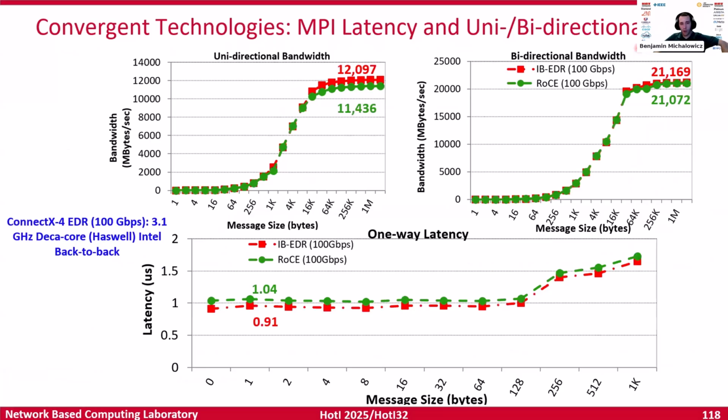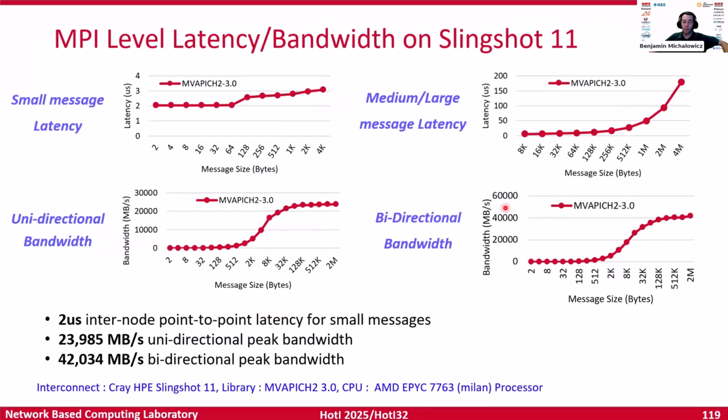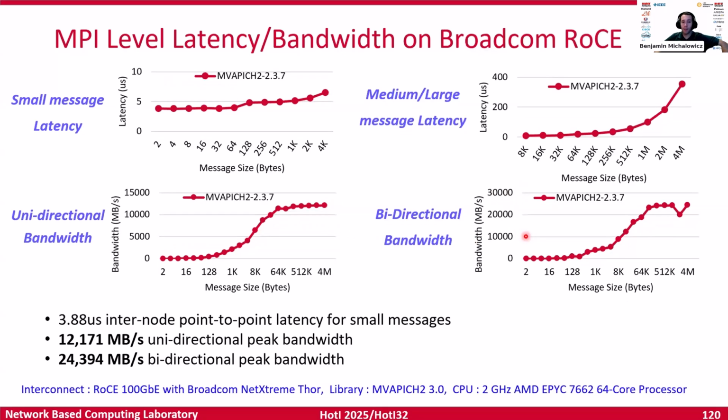Moving into unidirectional and bidirectional bandwidth, again we see the same thing at the MPI level that we saw at the pure network level. At the time that these numbers were taken, RoCE had a slight performance degradation compared to IB. These days they're much closer in nature and performance. And we still see competitive results on Slingshot 11, hitting line rate for unidirectional and bidirectional bandwidth. And the same thing can be said for Broadcom.